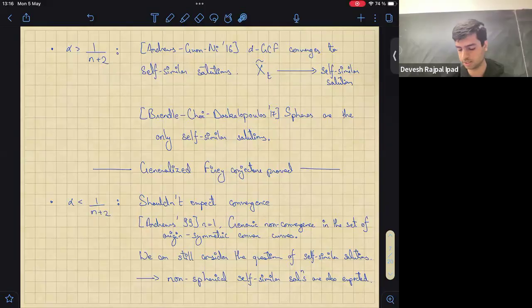Nonetheless, we can still consider the question of self-similar solutions, which is like solving a particular elliptic PDE on the sphere. And in this case, non-spherical self-similar solutions are also expected. You shouldn't just expect spheres. For alpha equals 1 over n plus 2, the affine case, we know ellipses were all the solutions, and higher than that, spheres were the only self-similar solutions. But this was like the threshold, and new solutions will start coming in for sub-affine powers.